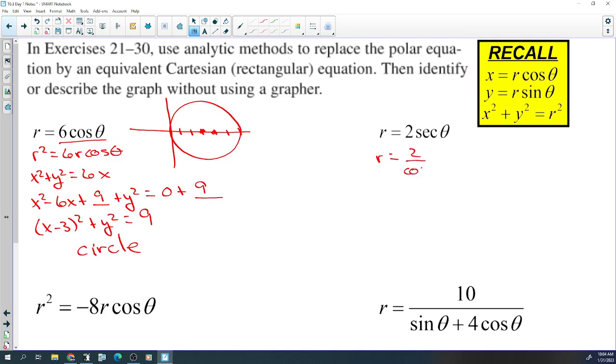2 over cosine. This is a different technique. This is not multiplying by r on both sides because r secant doesn't mean anything to us. We're going to multiply by cosine. I think this is much easier, but this is the one that students tend to forget. Because your instinct is to multiply by r on both sides for some reason. But there's a time and a place for that.